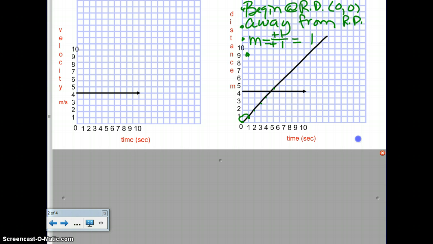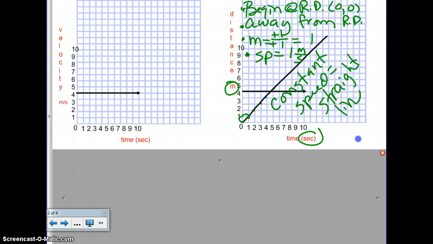We can interpret our slope into speed. So since slope is 1, speed is also 1, but we must include our units. It's whatever units that are in our graph, meters per second. And this happens to be a constant speed because we have a straight line. So constant speed equals straight line. All right, so we've got two good examples of that.